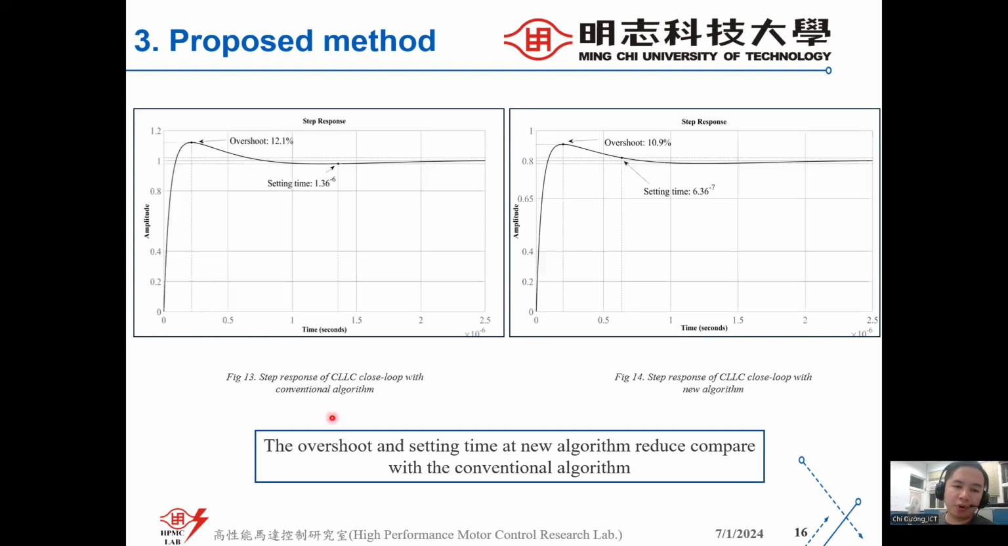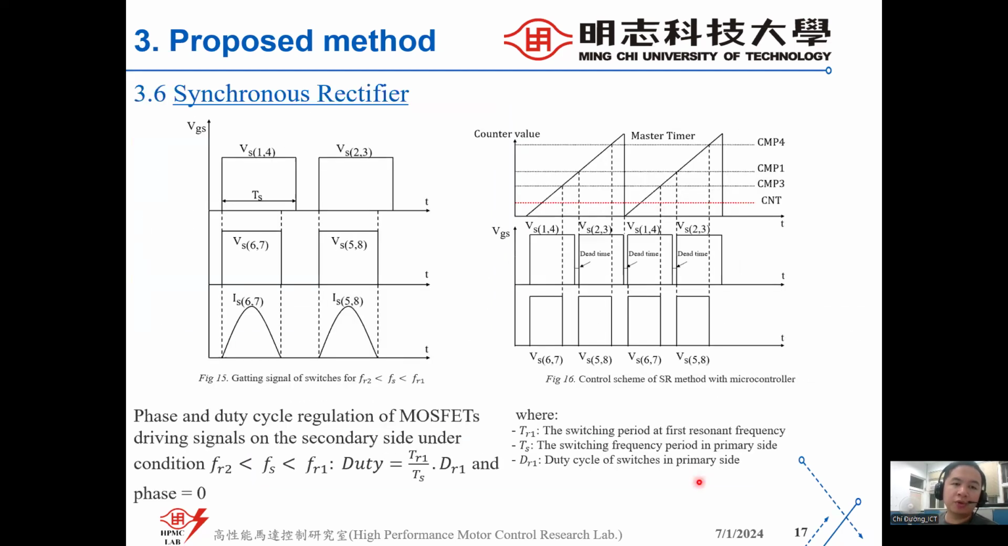And the step response of the CLLC closed loop with the conventional algorithm and the closed loop with the new algorithm. You can see the overshoot in the new algorithm is reduced compared with the conventional algorithm, and especially the settling time. We also reduce the settling time of the step response compared with the conventional algorithm. So the overshoot and settling time are reduced compared with the conventional algorithm.